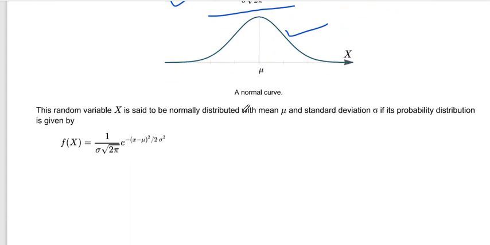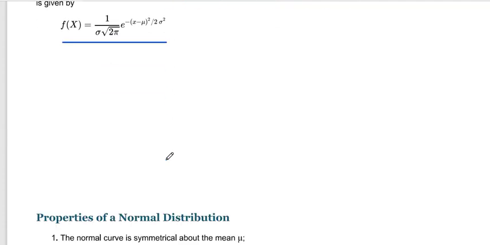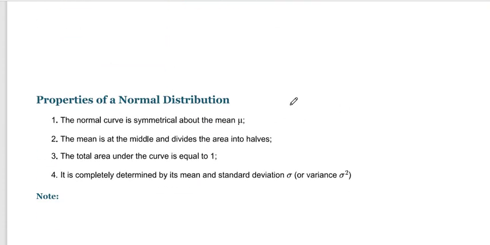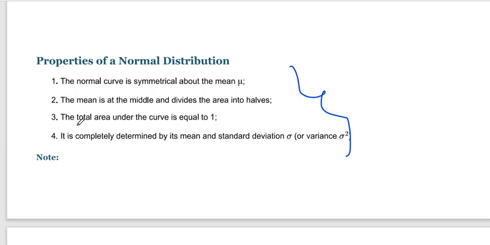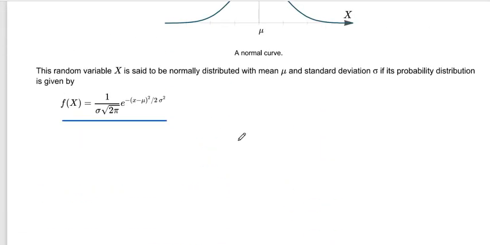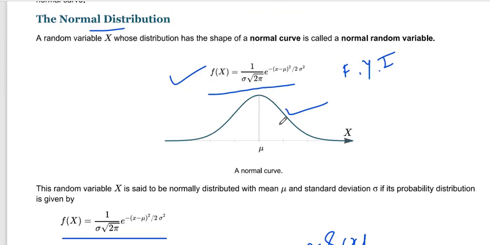So this is a normal curve, and the formula of the random variable is given by this formula. Then the properties of normal distribution. You have to remember that the total area under the curve is equal to 1. Why? Because probability is the same as the total area below the curve in range. So the total probability is 1, so the total area under the curve is always 1.